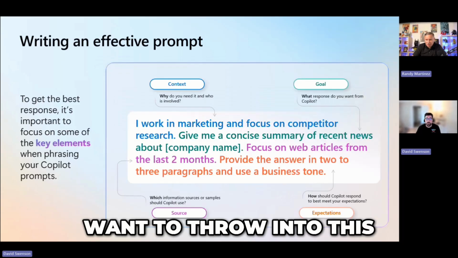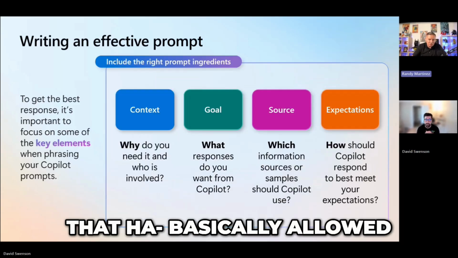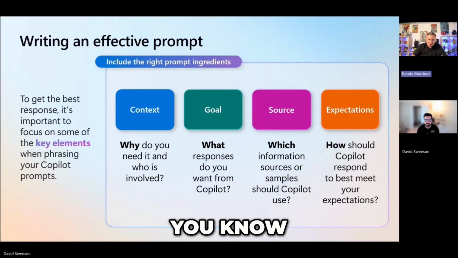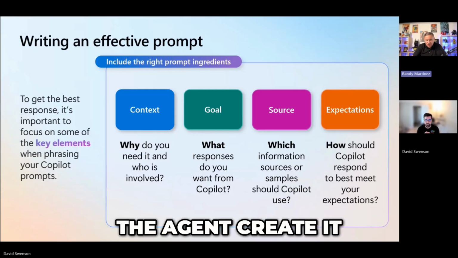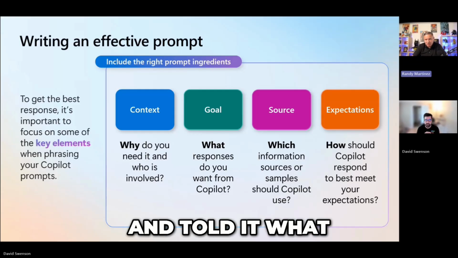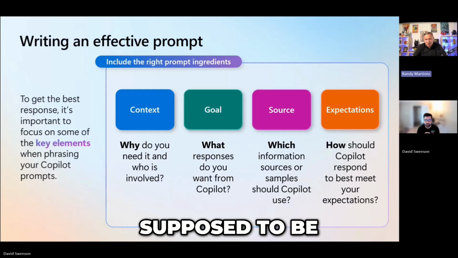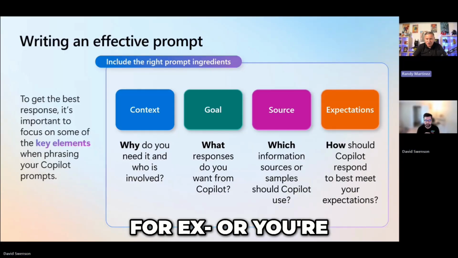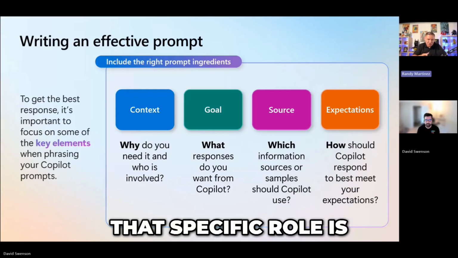The other piece, David, that I want to throw into this, I'm sorry, regarding an effective prompt, something that I do that has basically allowed me to really use AI as a force multiplier is assigning it a role. If you don't have the agent created, for example, where you've grounded it and told it what it is, but you're starting with just a plain prompt, give it the role that it's supposed to be. Hey, you're a marketing director for an IT consulting company, for example, or you're a sales manager for a car dealership. You give it the role, the expectation, so it understands what that specific role is.